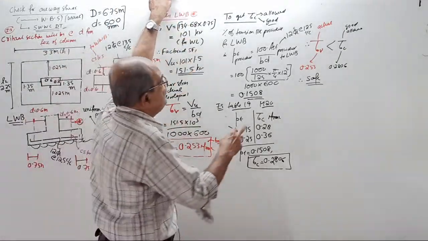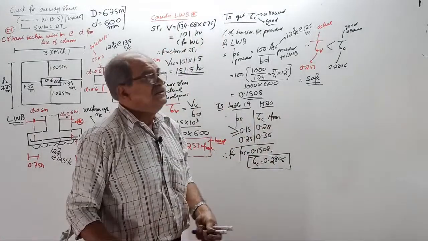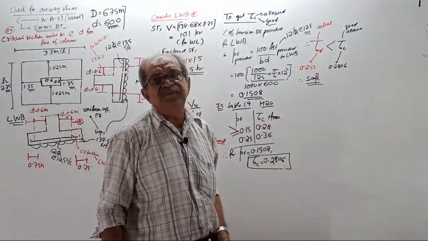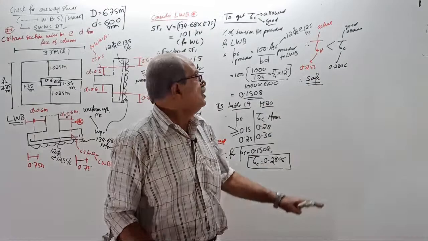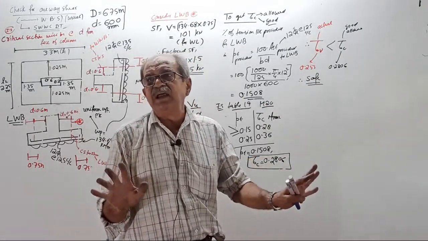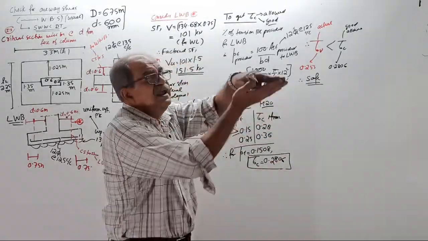See, now it is very safe. If unsafe, marginally unsafe means you can provide more steel. Too much unsafe means danger. Don't go for artificial fixes, increase the depth.